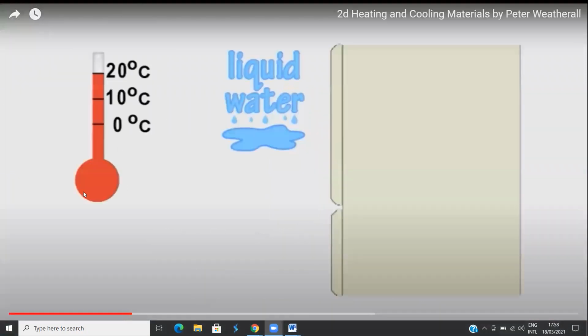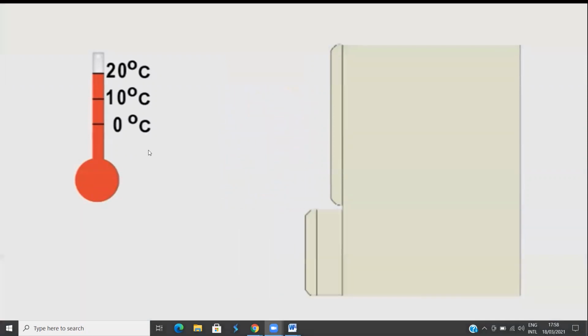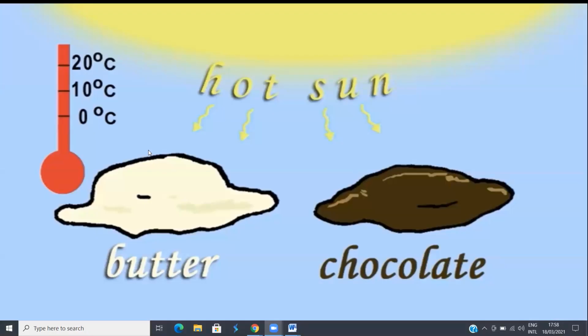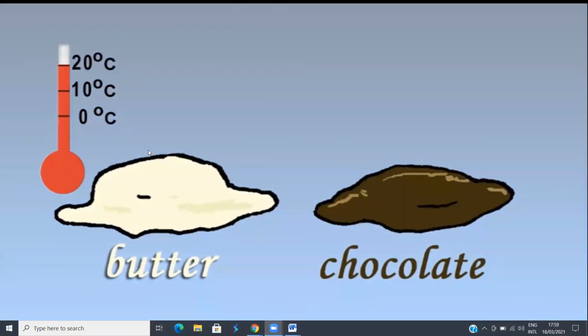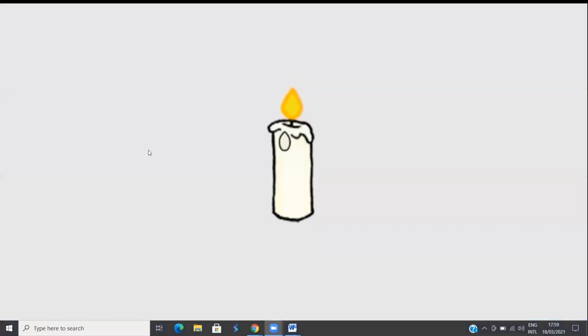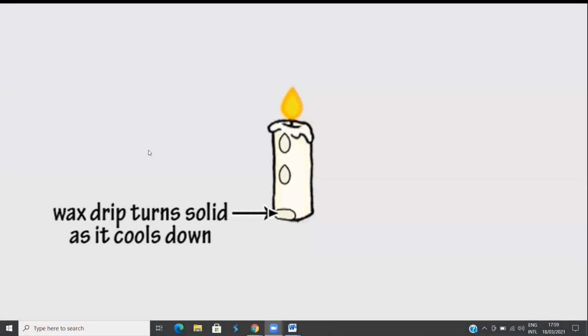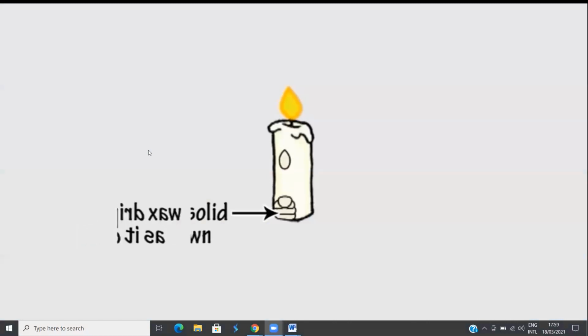These changes can be reversed. When you cool liquid water down below 0 degrees Celsius by putting it in a freezer, it changes back into solid ice. Similarly, if you take the melted chocolate and butter out of the hot sun and leave them in the cool shade, they will harden again. And the drips of molten candle wax will solidify once they have run down the side of the candle and have cooled away from the hot flame at the top of the candle.